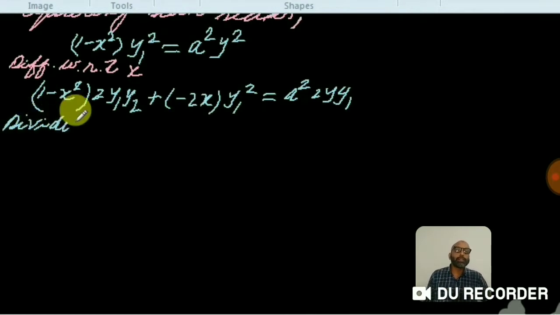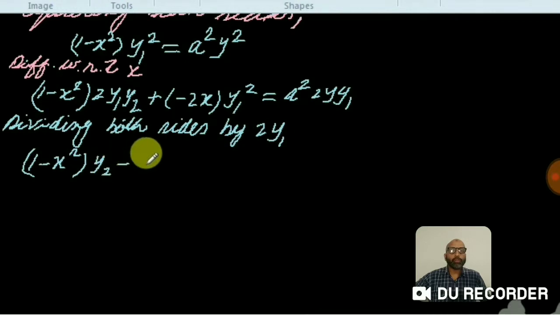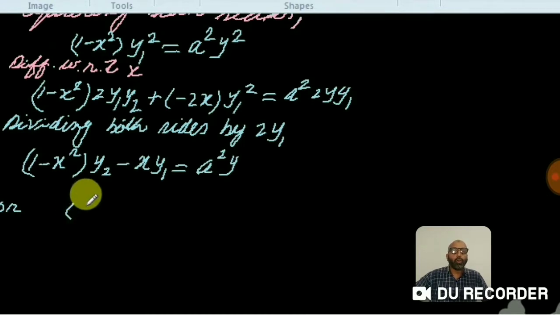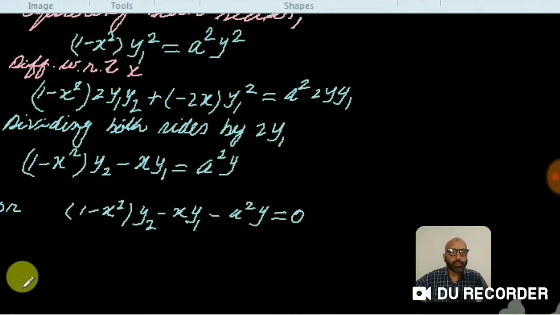So dividing both sides by 2y1, we get 1 minus x square y2 minus x y1 is equal to a square y, or 1 minus x square y2 minus xy1, transposing a square y to the left hand side, we get minus a square y is equal to 0. So this is the condition to be proved, and we have proved the required condition.